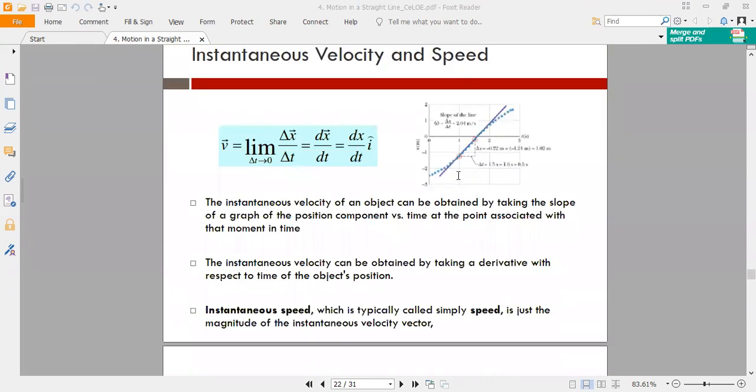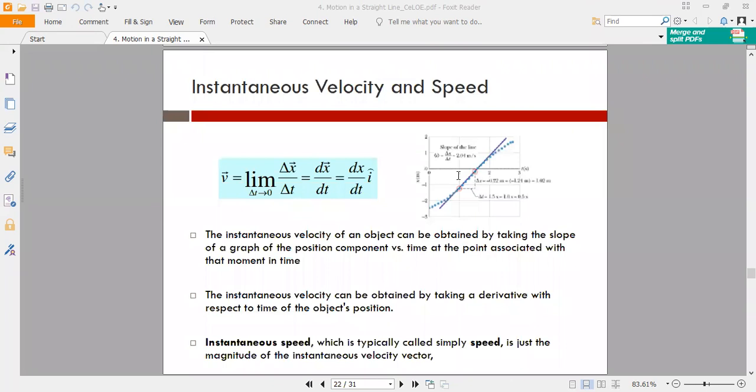And next, instantaneous velocity and speed. It's related to the slope of a graph. It's a moment in time. So, if you want to find the instantaneous velocity and speed, you need to find the first derivative of the displacement with respect to time.